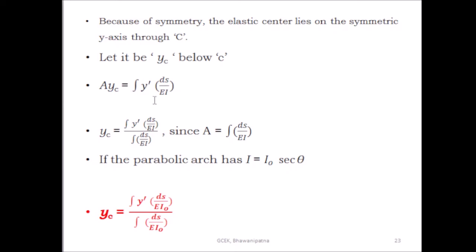A YC is equal to integration y dash ds by EI. This is the relation you know. Then YC is equal to integration y dash ds by EI divided by integration ds by EI, because area is equal to integration ds by EI. If the parabolic arch has I equal to I0 sec theta, then after putting it in this equation, YC is equal to integration y dash ds by EI0 divided by integration ds by EI0. This is the distance between the crown and the elastic center, C and O, YC.